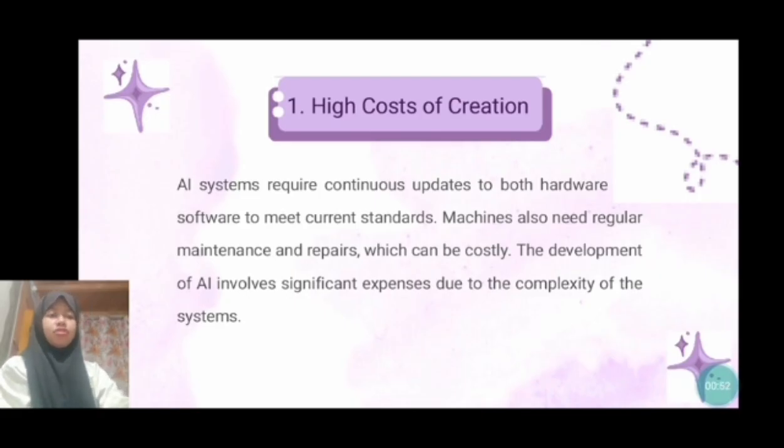AI is very expensive because it requires continuous updates to both the software and the hardware, and it also needs regular maintenance and repairs for the machine that is used for the AI. It's not new that AI is costly, because AI has a very complex system. It also needs a very powerful computer.